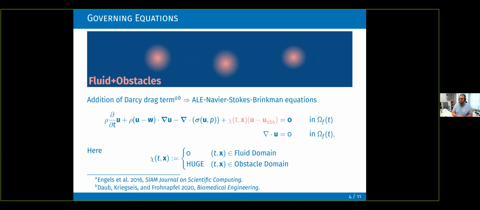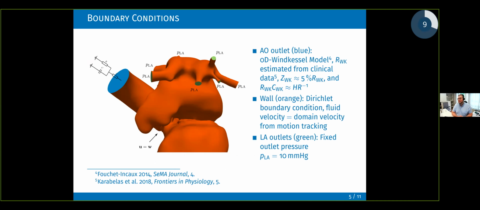And then the question is, how do you determine this behavior? Of course, we need some boundary conditions. As you saw, we have some 0D Windkessel models where we estimate the parameters from some ad hoc measurements from clinical data. And on the rest of the surfaces, we use the motion as input to a Navier-Stokes ALE method. And on the outlets, for example, in this case, on the atria, we use fixed prescribed outlet pressures. In this case, for the simulation you saw before, it was 10 millimeters of mercury. Same thing holds for the right side of the heart.